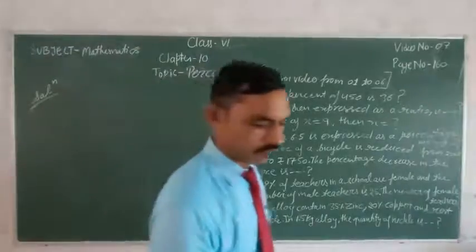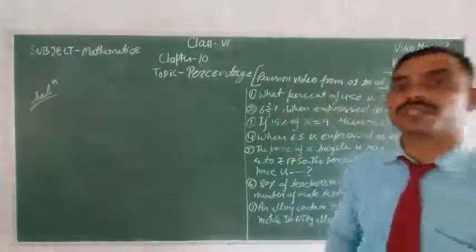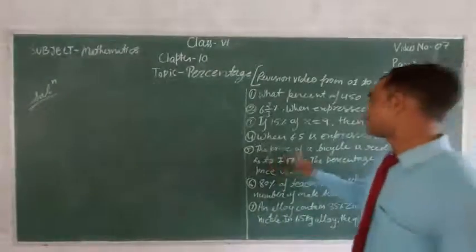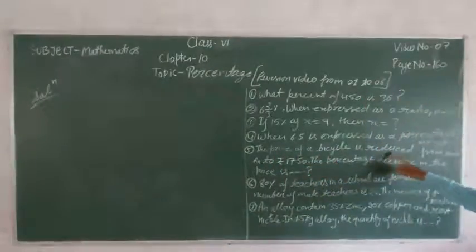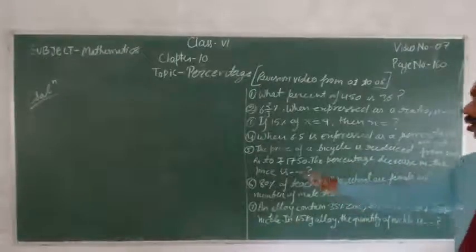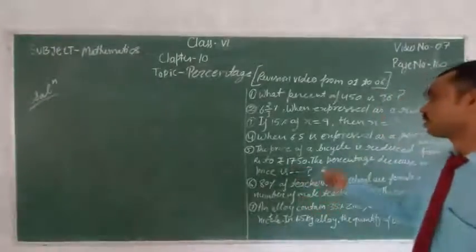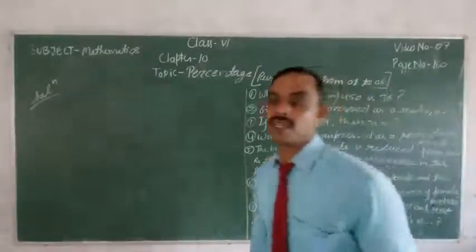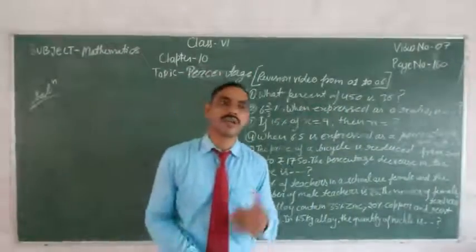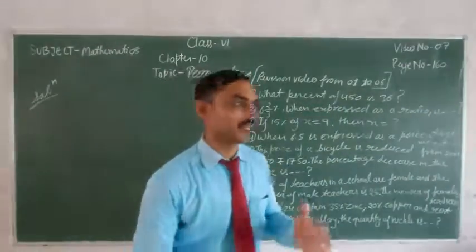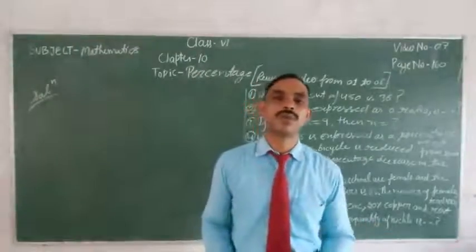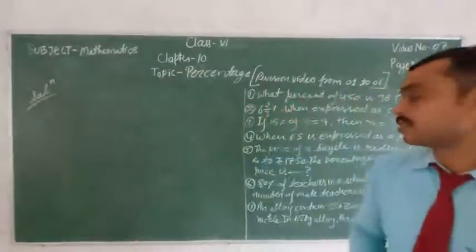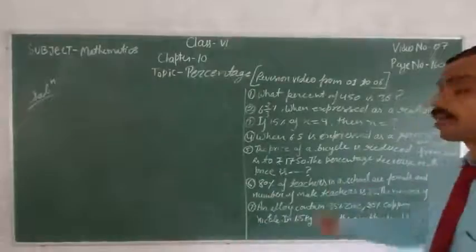Now the fourth one we have done. After this we are going to solve our fifth sum. What is the fifth sum? The price of a bicycle is reduced from 2000 rupees to 1750 rupees. The percentage decrease in the price is, means the rate of a bicycle is given, that is 2000 rupees. After reduction its price is reduced to 1750 rupees. Now we have to tell what is the percentage decrease in the price of the bicycle.